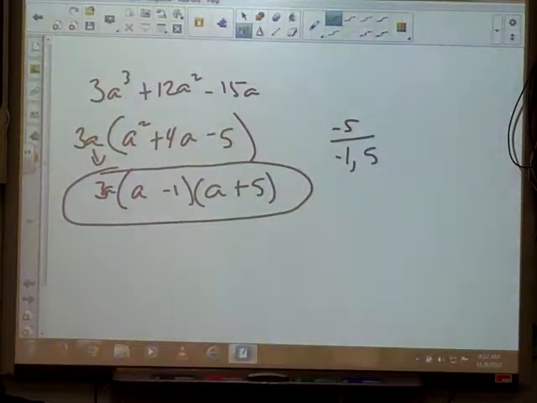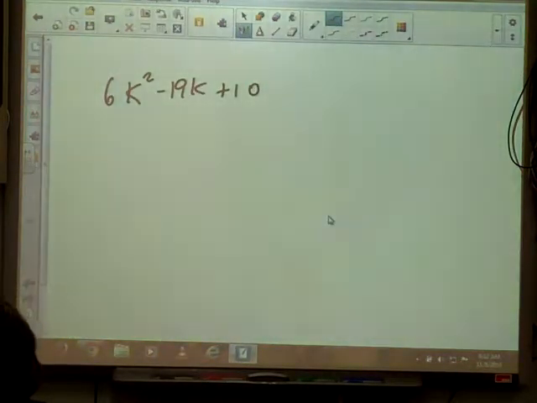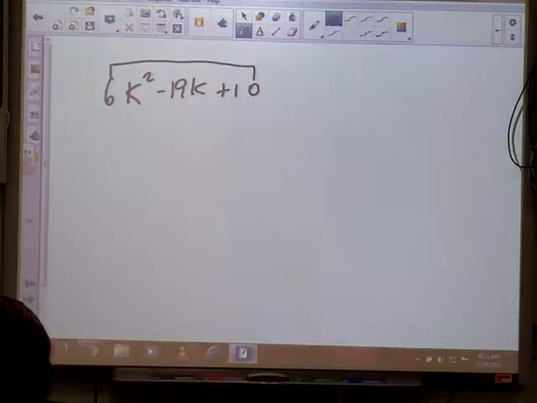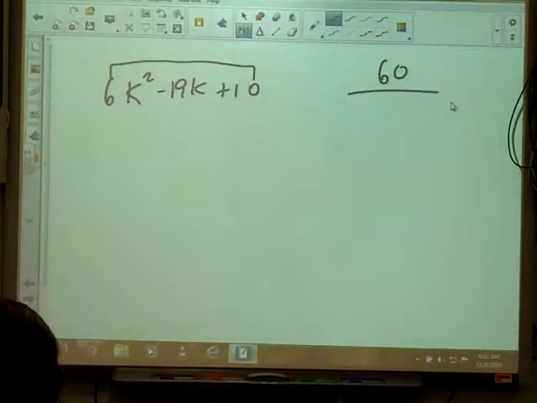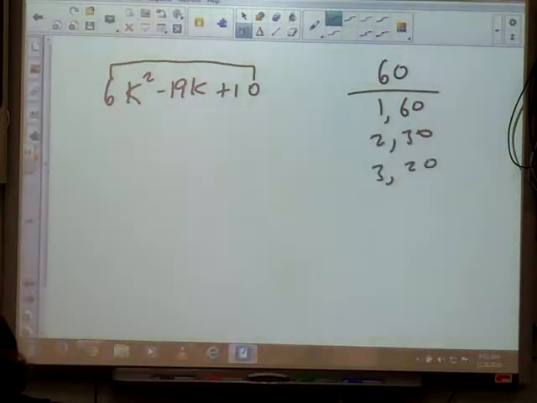Yeah. All right, now to the fun ones. I got 6k squared minus 19k plus 10. Do we have a GCF? No, 19's in there and it's prime, so you know you're not going to have a GCF, but it's still a trinomial, so we still have to do our a times c. So that gets me 60, 6 times 10. Now I'm looking for the factors of 60 that add to negative 19. You've got 1 and 60, you've got 2 and 30, you've got 3 and 20, you've got 4 and 15.